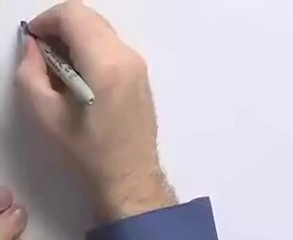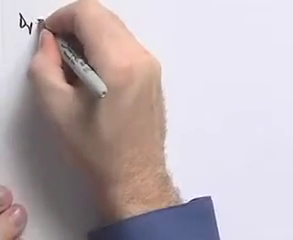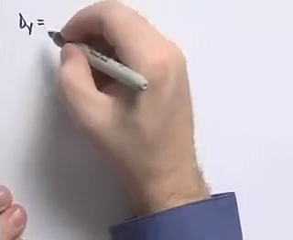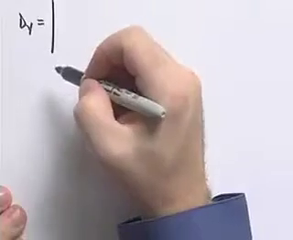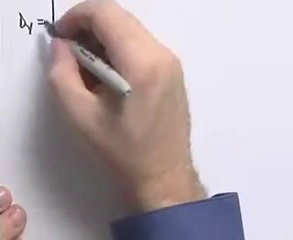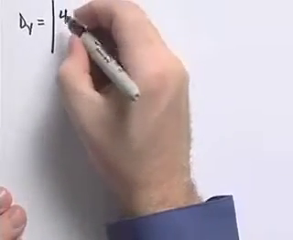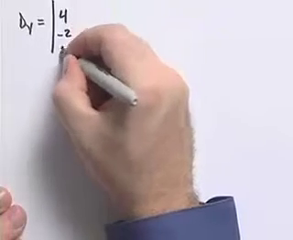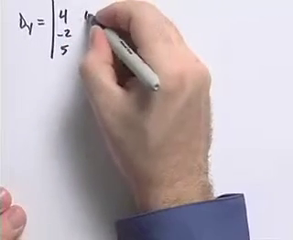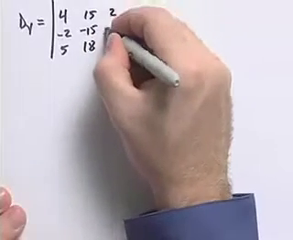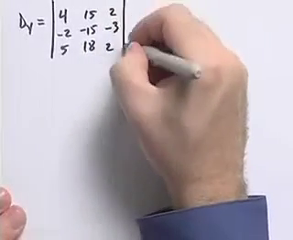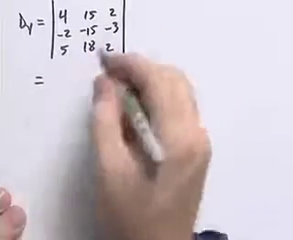Next we need to find Dy. To find Dy, we're going to proceed basically like we did for Dx, except we're going to replace the coefficients for y with the coefficients of the right-hand side. So to get Dy, we'll have the determinant of 4, negative 2, 5, 15, negative 15, 18, 2, negative 3, 2. Just going to expand across the first row again.